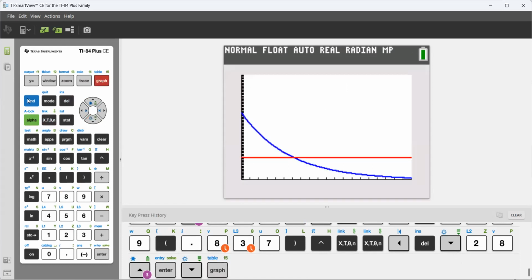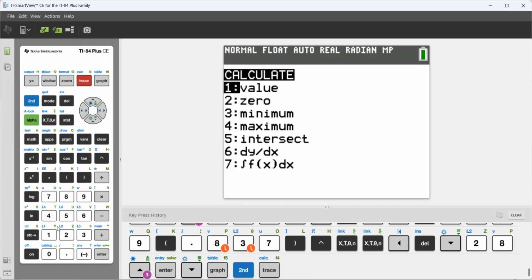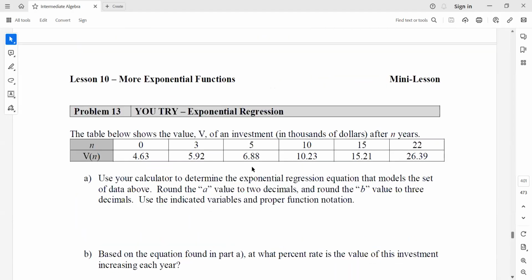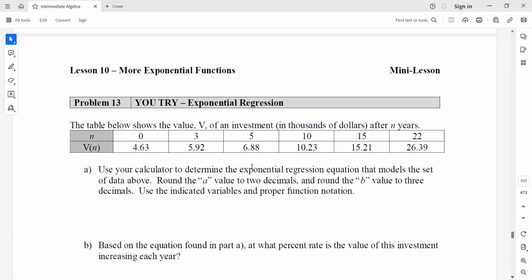This is what I have. Second trace, 5, enter, enter, enter. So I have 6.10 for that. Okay, 6.10 for that one. And that's it. That's all you do. I think that's the end of that problem. Yep, that's the end.